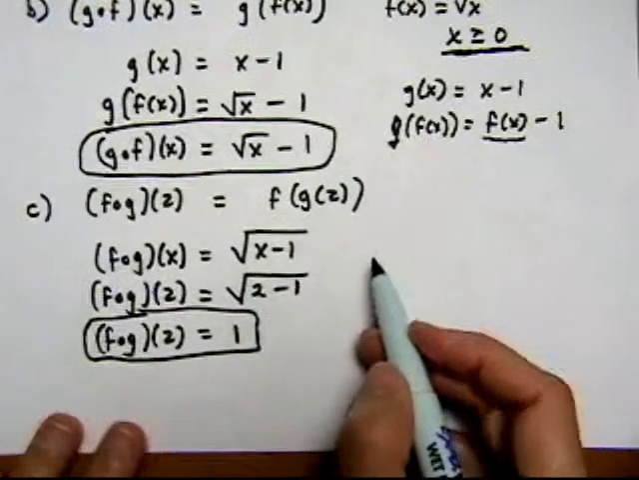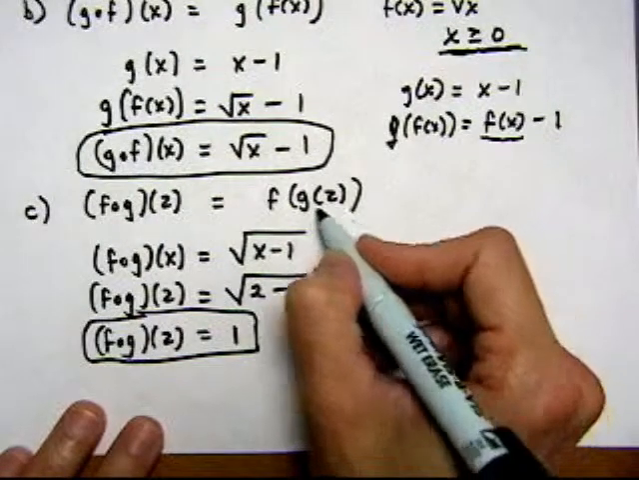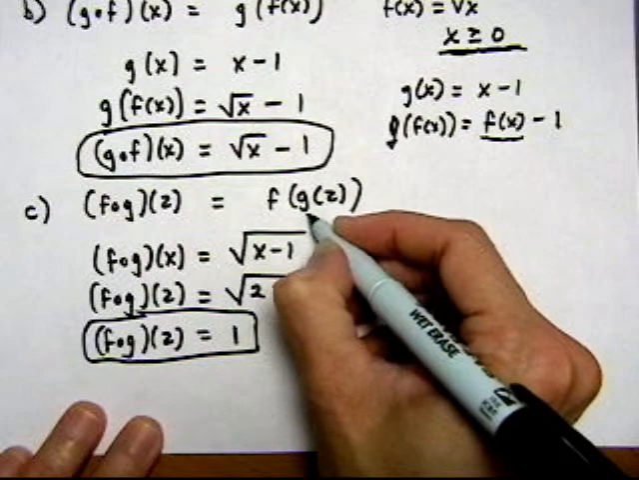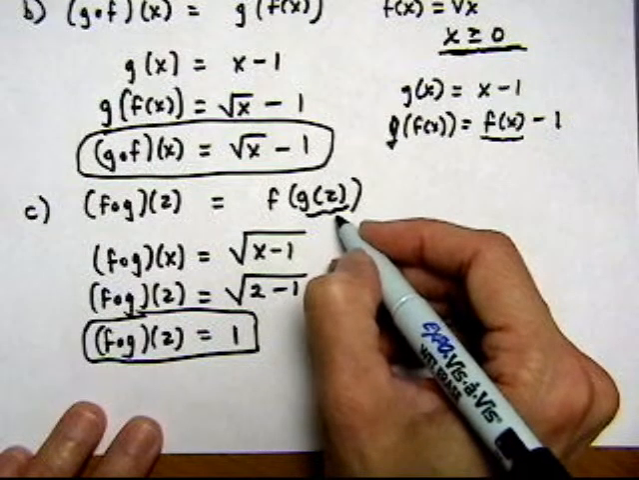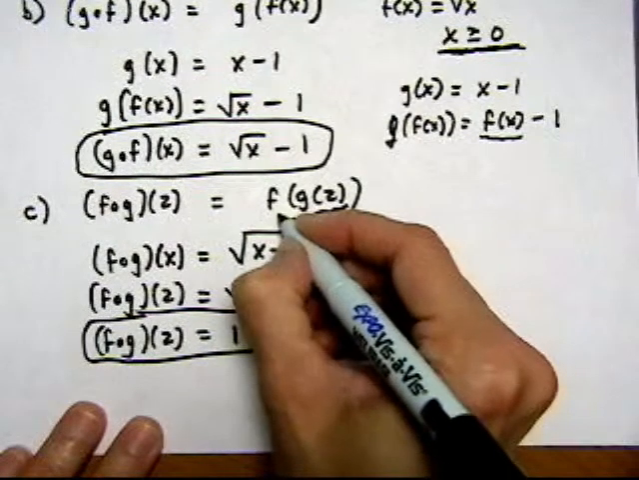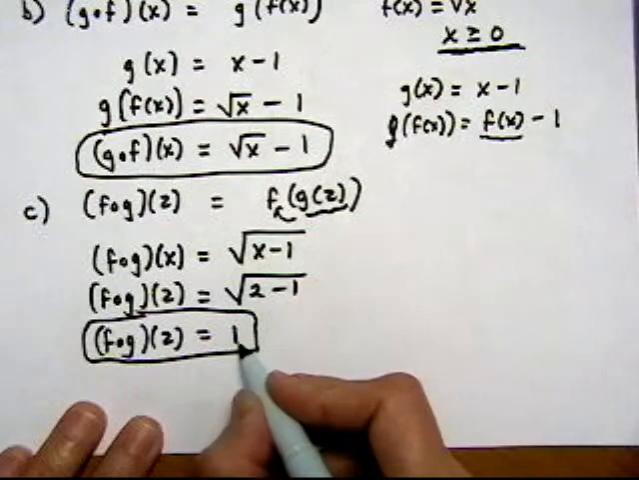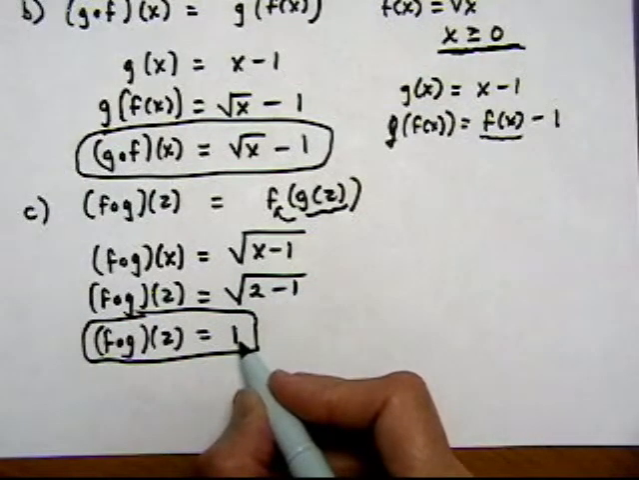And you can try it out, but you will get the same answer if you first find g of 2, and once you find g of 2, take that result and use it as the input for f, and you will still get 1 as your f of g of 2 value.